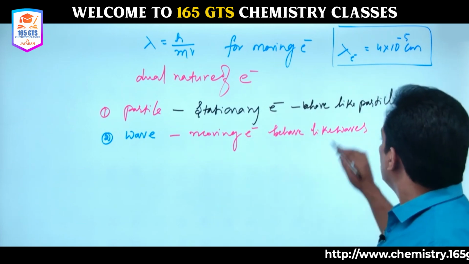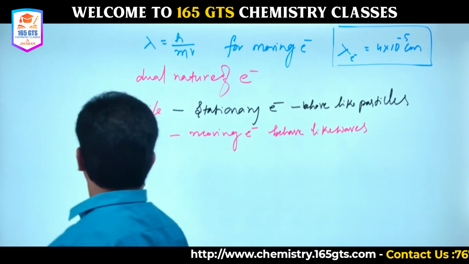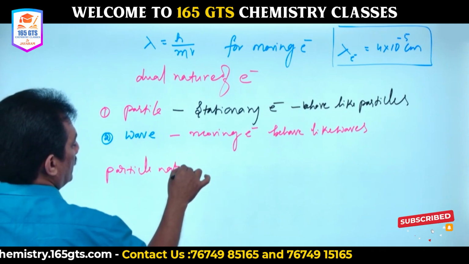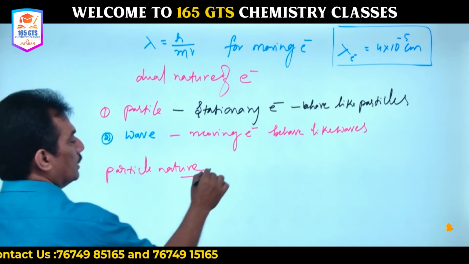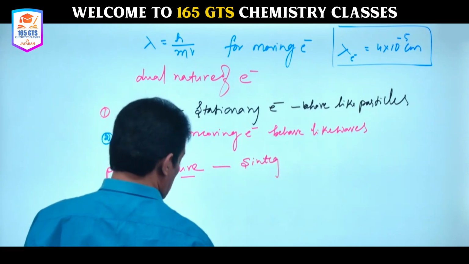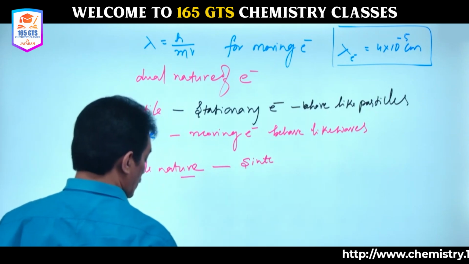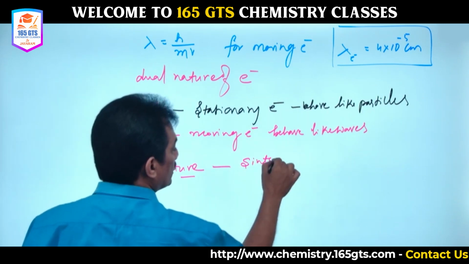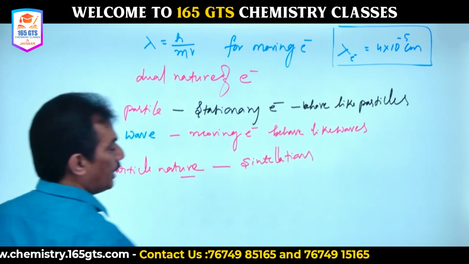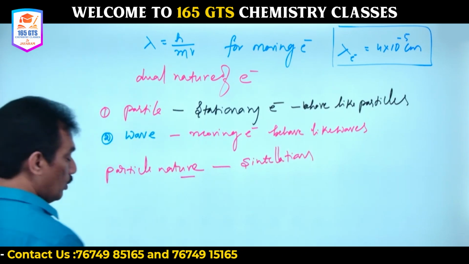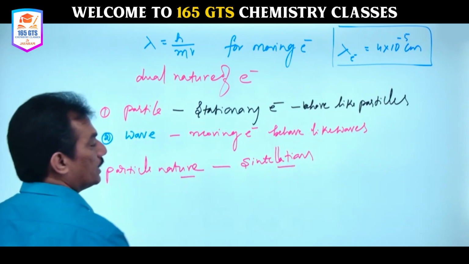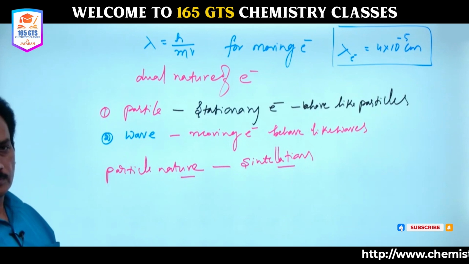And now what are the characteristic features that support this? Simply, particle nature is observed from scintillations. Scintillations are nothing but, when the electrons fall on the photographic plate, some sort of brightening sparks appear. The scintillation itself indicates the particle nature of the electron.